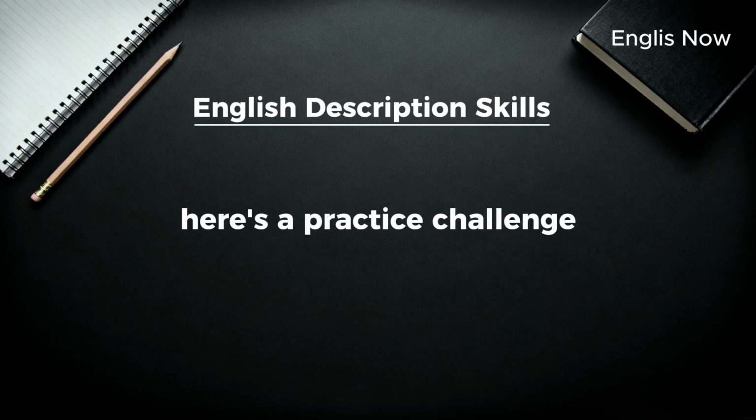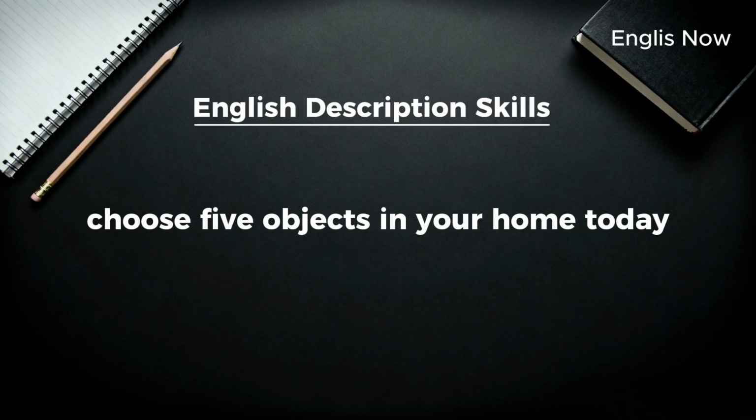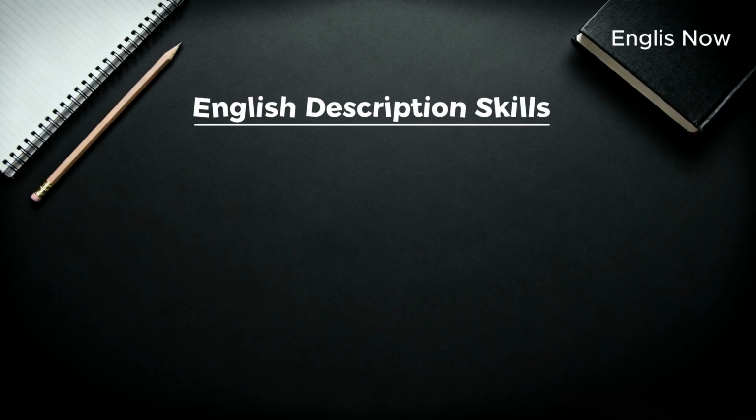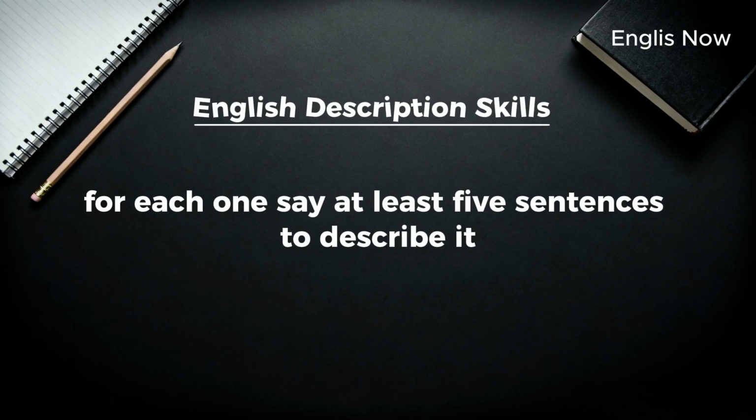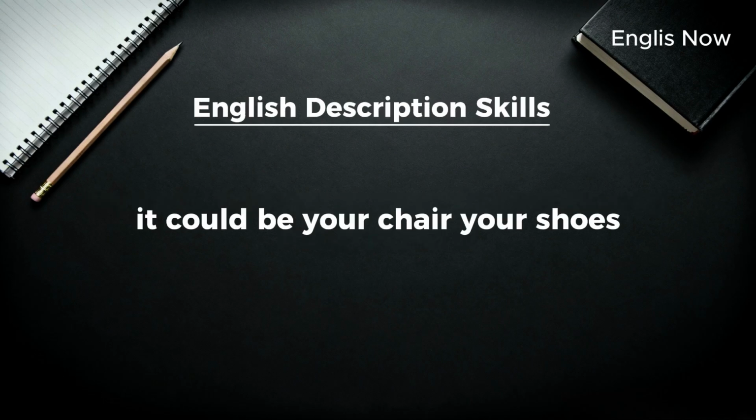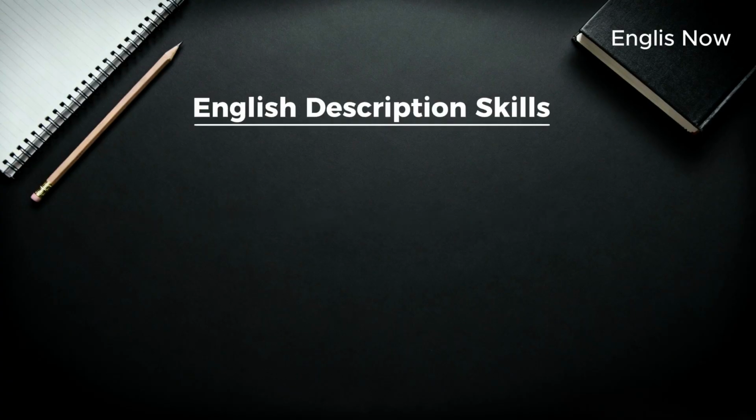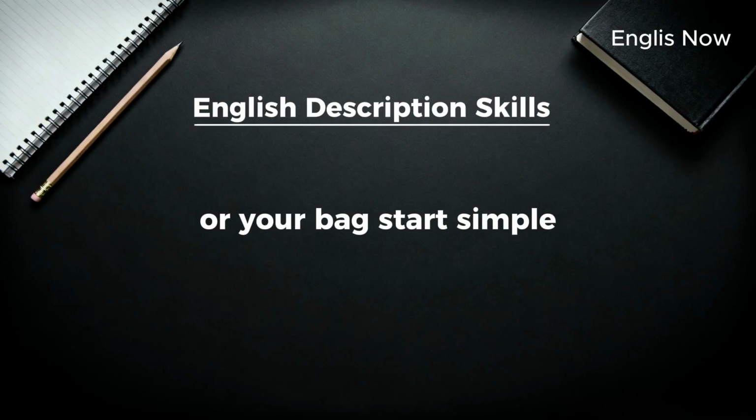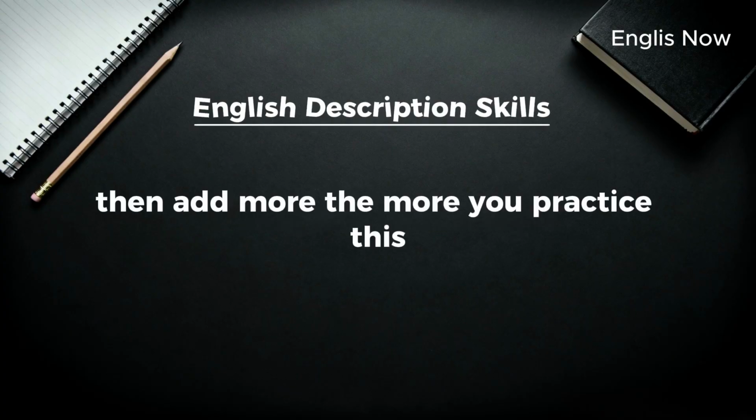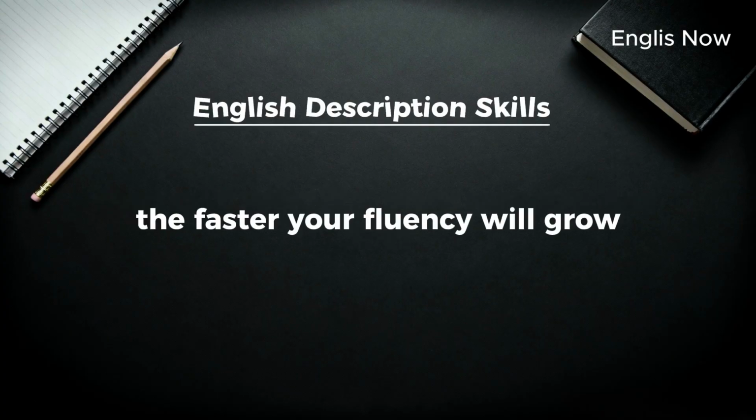Here's a practice challenge. Choose 5 objects in your home today. For each one, say at least 5 sentences to describe it. It could be your chair, your shoes, your fridge, your pen, or your bag. Start simple, then add more. The more you practice this, the faster your fluency will grow.